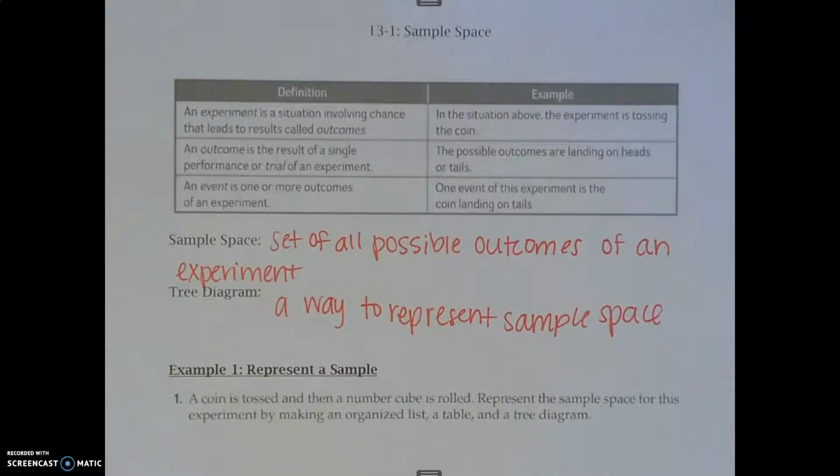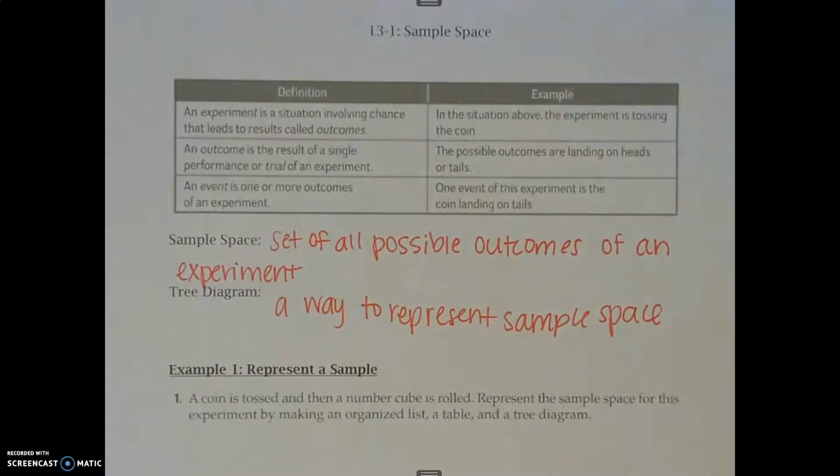At the very top of the notes, if you notice, we have a couple of words with their definitions. First, we have an experiment, which is a situation that involves chance, which leads to results which we can call outcomes. Outcomes are actually the result of a single performance or a trial of an experiment, and an event is one or more outcomes of an experiment.